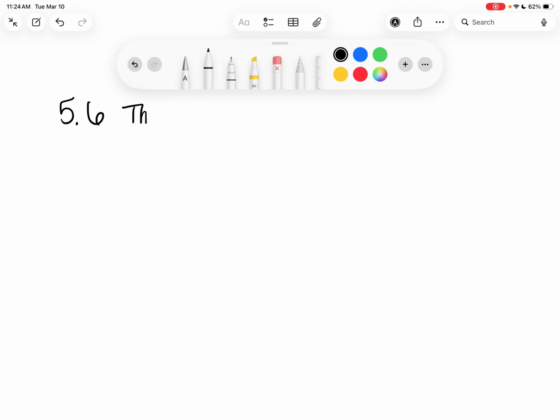5.6, the law of cosines. So easier problems overall because everything's just one triangle. However, the formula is a little bit more difficult.